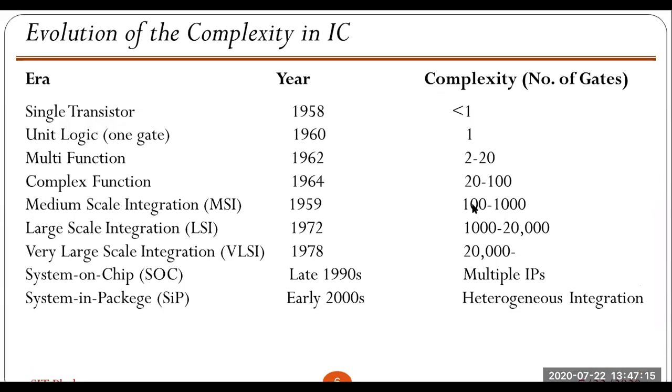You can see in 1958, this is the single transistor IC. In that the gate count is less than one; actually it is a single transistor, there is no gate. In 1960, it's unit logic, one gate in that IC. Then 1962 is multifunction, meaning 2 to 20 gates. Then complex function IC, in 1964, is 20 to 100.